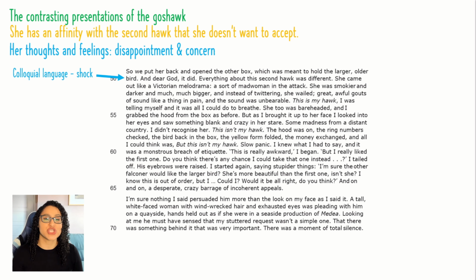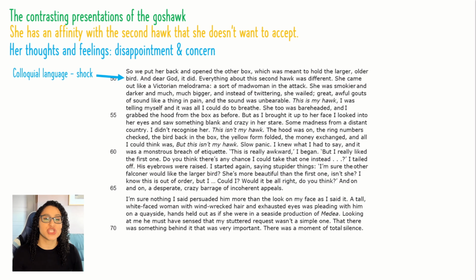So again, wailed has connotations of a lot of despair and emotional power, but also that smokier and darker, the semantic field of darkness in there that contrasts our semantic field of light with our previous hawk. You've also got more of that onomatopoeia with "instead of twittering, wailed," that juxtaposition between them, and the gouts of sound like a thing in pain. The connotations behind a lot of the different images that we've had here, the melodrama, the mad woman, the wails, they do still have similar connotations of power and violence, but in a significantly less beautiful way, in a much darker, more emotional way.